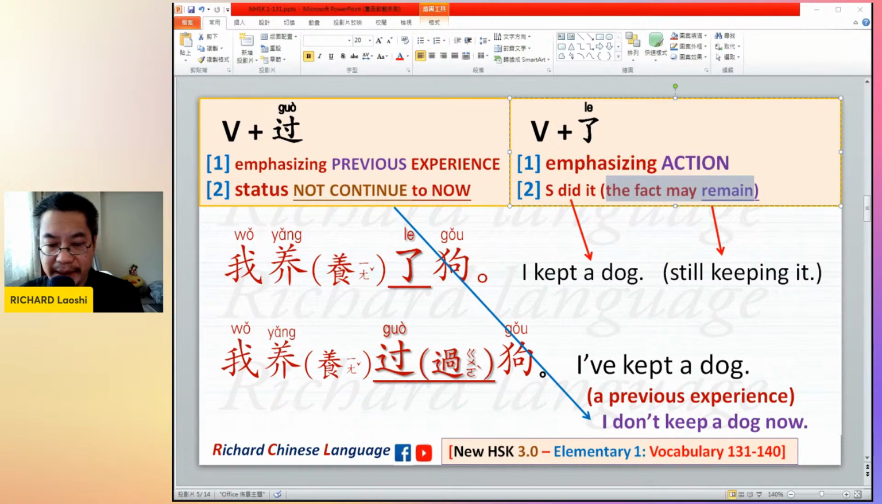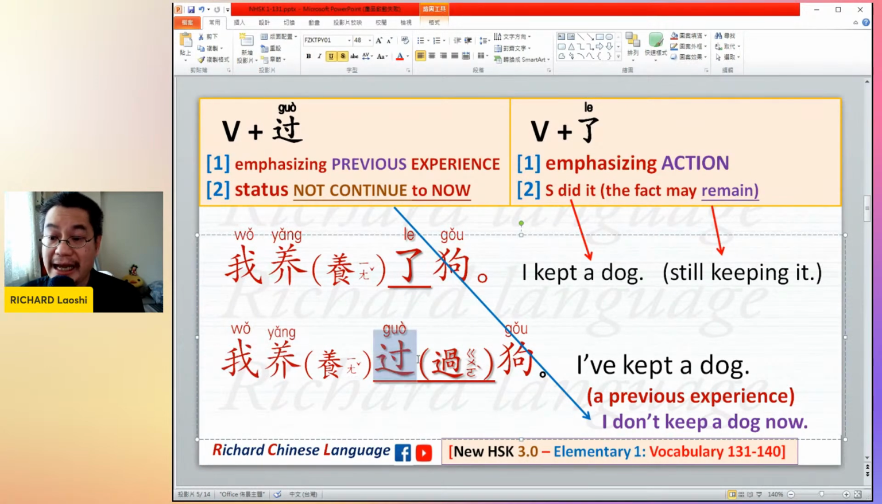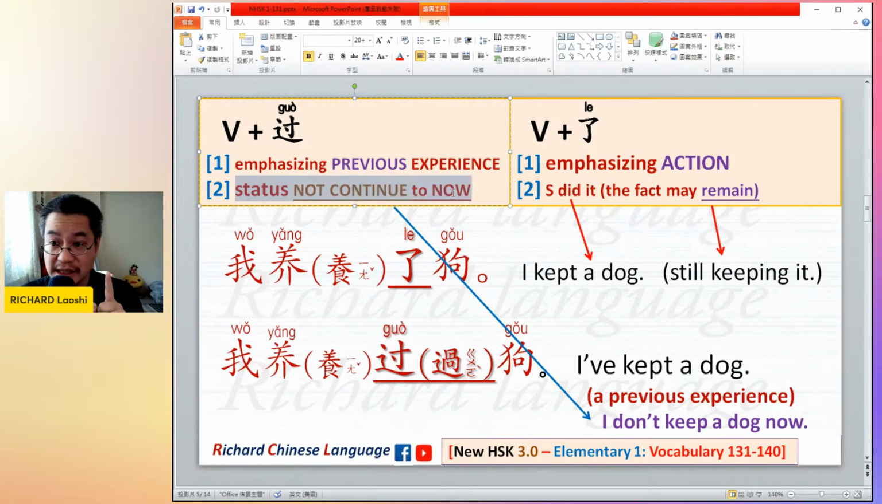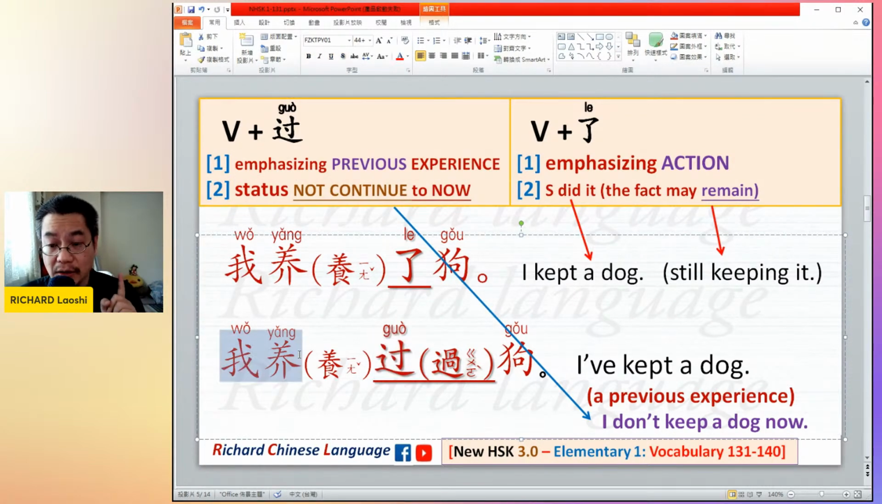Okay, and how about when you say 我养过狗? Absolutely, you do not keep a dog as a pet now, because the situation does not continue to the present time when you use 过. 我养过狗, you're just talking about your previous experience. In the past, you kept a dog. This is your previous experience, and now you do not. Okay, so that's the difference.